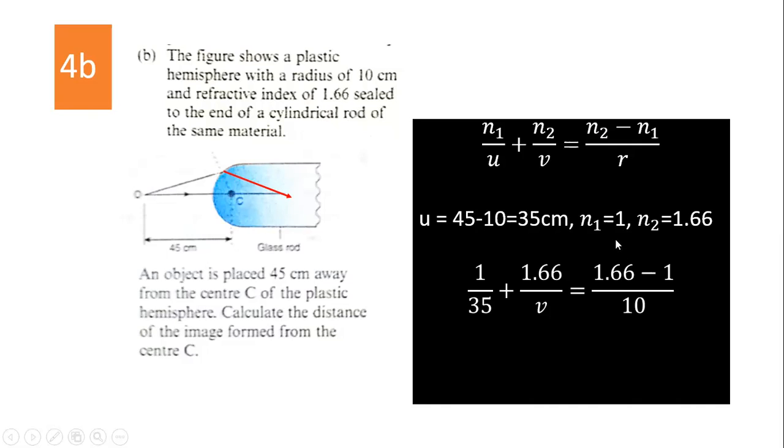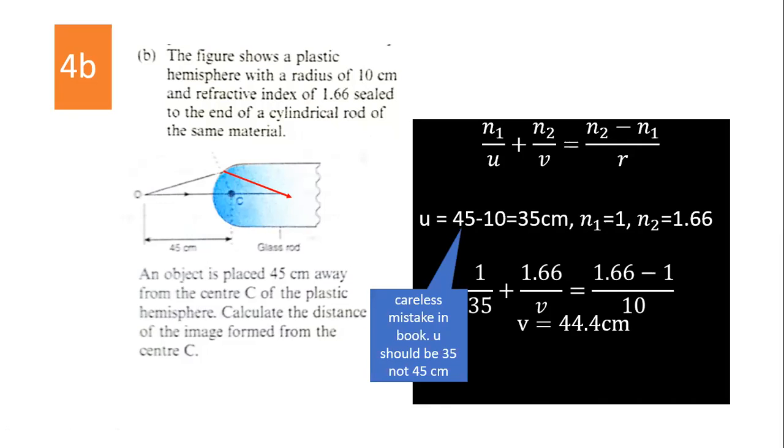And N2 minus N1, N2 minus N1, over R, which is 10 cm. I use cm, so my answer will be in cm. I get 44.4 cm. Okay, I think the book made a careless mistake. They put that as 45 rather than 35, because you should measure your U from the pole here, not from the center here.